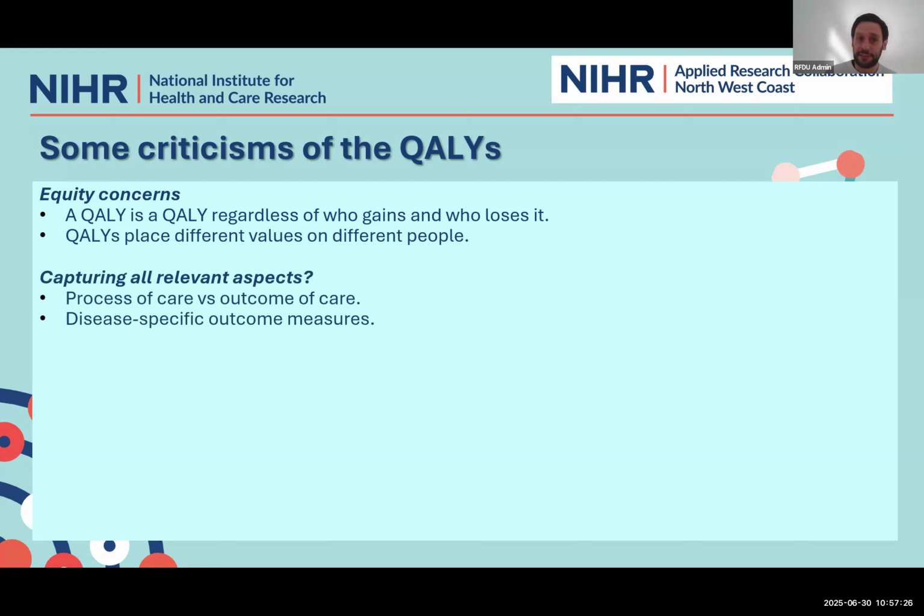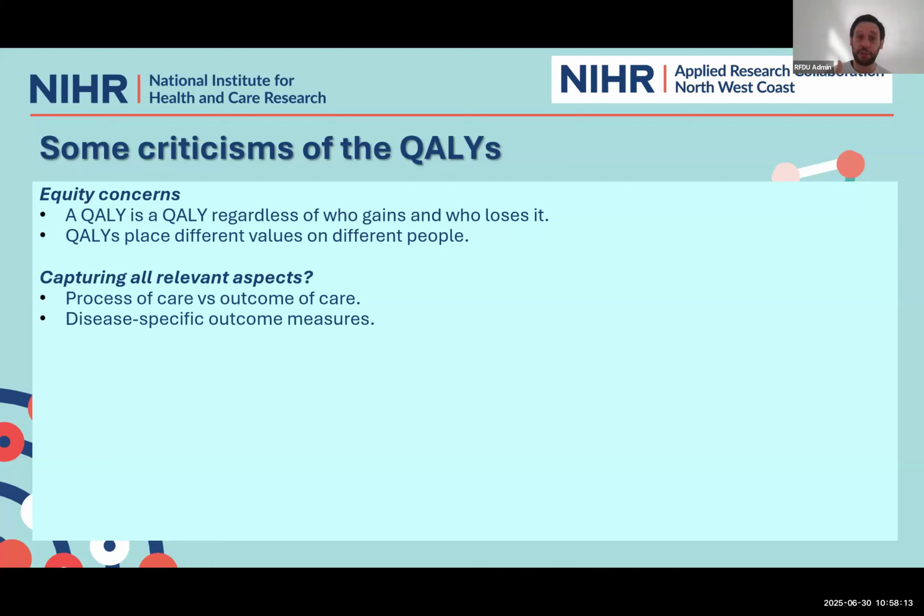Are we also capturing all relevant aspects with the QALYs? Maybe not, because, for example, things like process of care are not really considered. If you administer the EQ-5D, for example, you don't think a lot about how interventions are delivered for patients or participants in general. There are, of course, disease-specific outcome measures which are much better at finding and measuring the nuances of the conditions, but they are disease-specific. So it's difficult to apply a disease-specific outcome measure to another health or disease area.